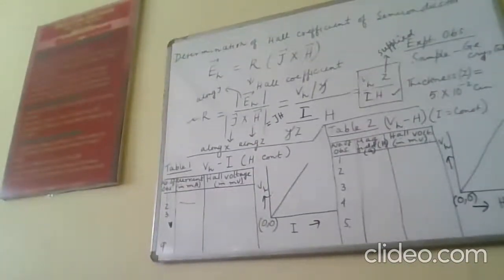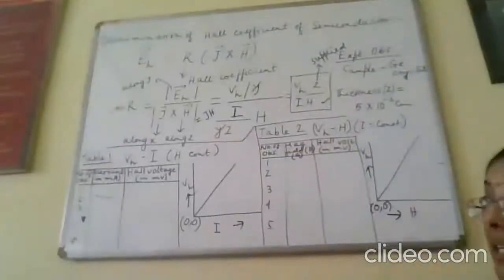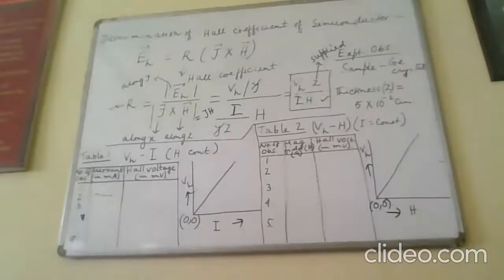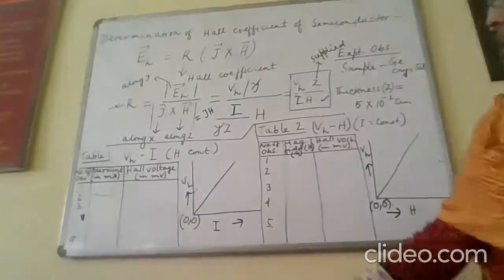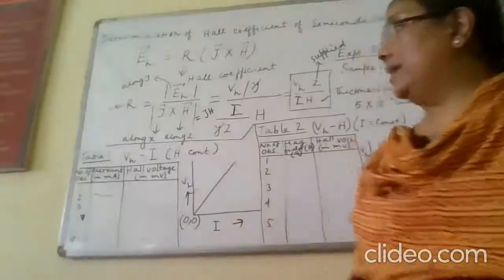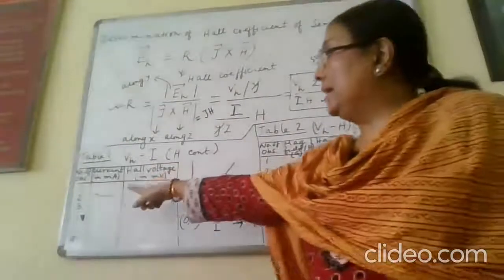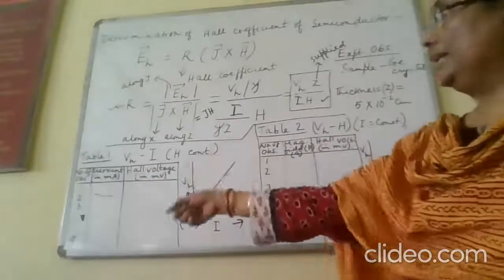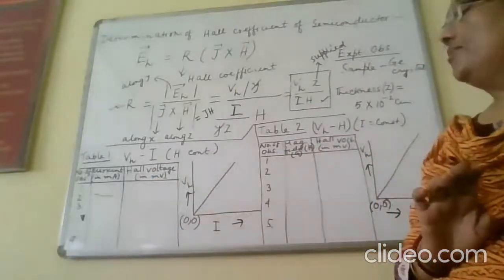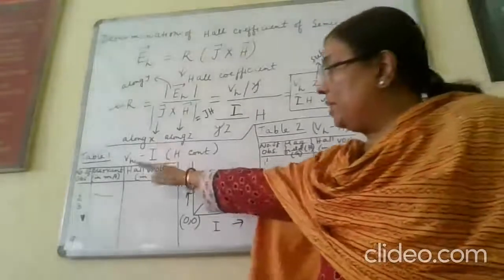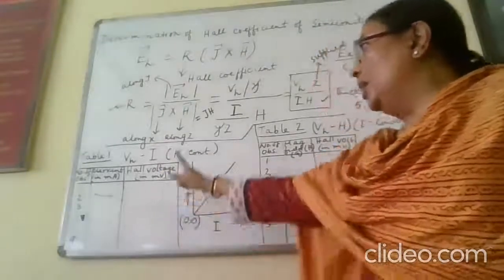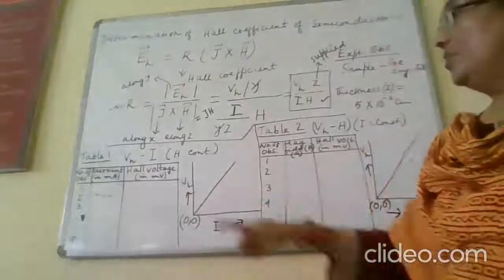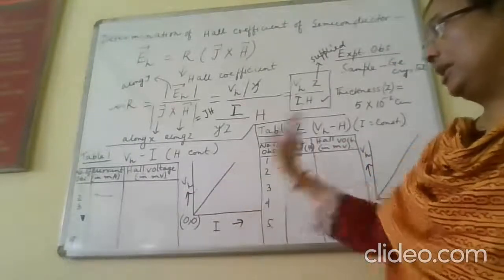So I hope you got the idea about table 1 and table 2. In the case of table 1, we will keep H constant. We will only vary the current I passing through the semiconductor. We used to take 9 data points here, starting from a current of 1 milliamp and moving up to 9 milliamp. Corresponding Hall voltage we used to get, and we draw the graph.